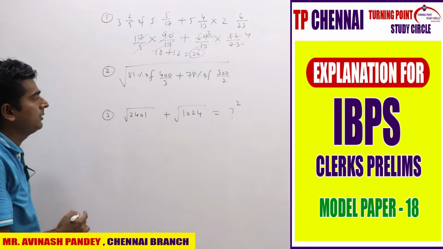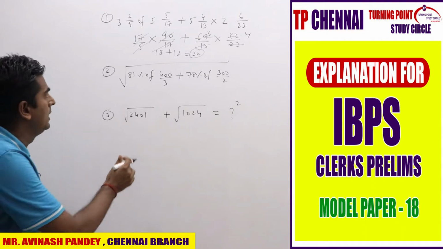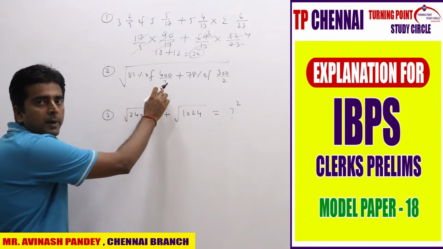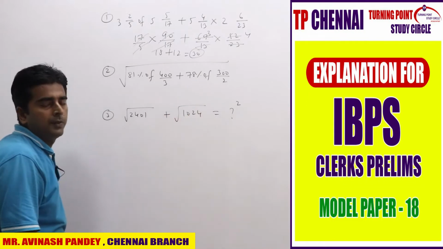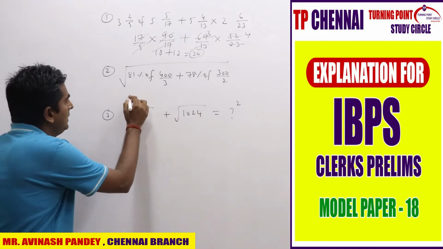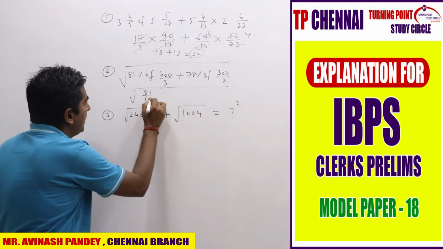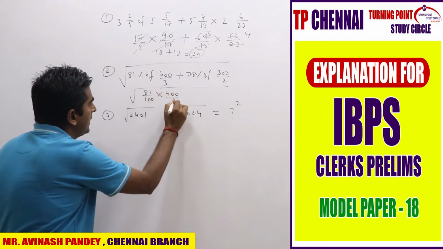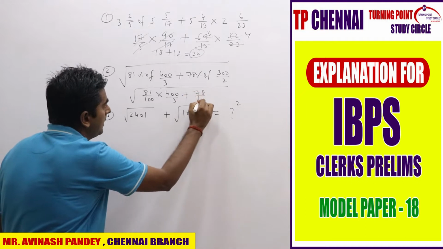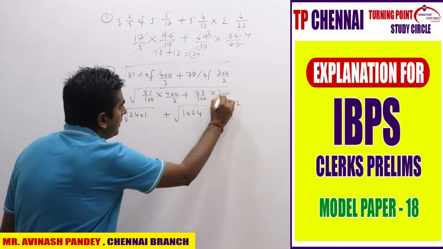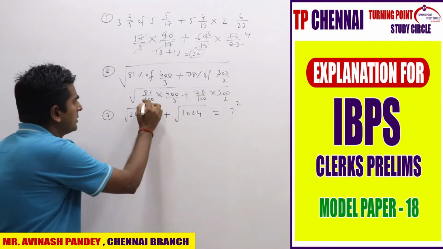Next one: they have given under square root 81% of 400 by 3 plus 78% of 300 by 2. This is 81 by 100 into 400 by 3 plus 78 by 100 into 300 by 2. We can solve this question orally. How much time does this take?